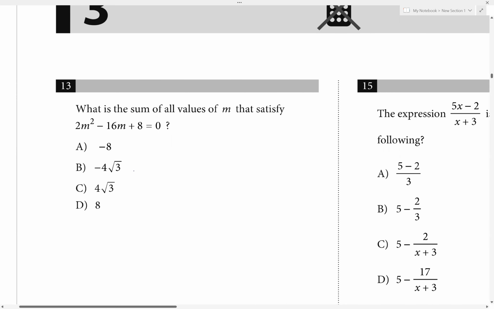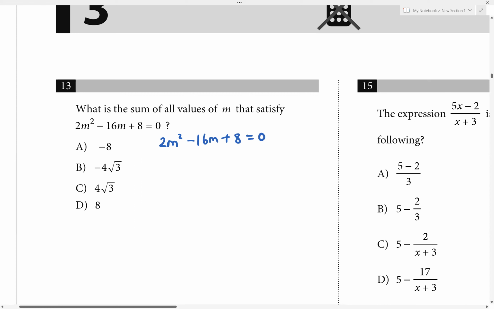That means we probably have more than one solution, right? So we have to solve for m, and then we have more than one answer, and we add the two solutions to get the sum. Okay, so let's begin. The equation is a quadratic equation: 2m squared minus 16m plus 8 equal to 0.